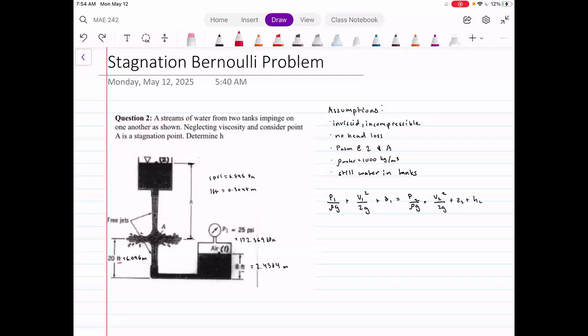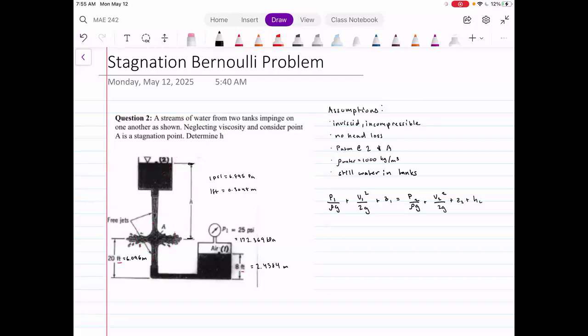The next thing we can talk about is the assumptions. We want to be using an ideal fluid, so we're assuming it's inviscid, which we also know from here, and incompressible. Although there's an elbow at this point, we're assuming that there's no head loss because we haven't been given any values. We're also assuming that the pressure at point A as well as the top of tank 2 is equal to 0 because it's exposed to the atmosphere. And we're assuming that the density of water equals 1,000 kilograms per meter cubed, as well as the fact that there is still water in these tanks.